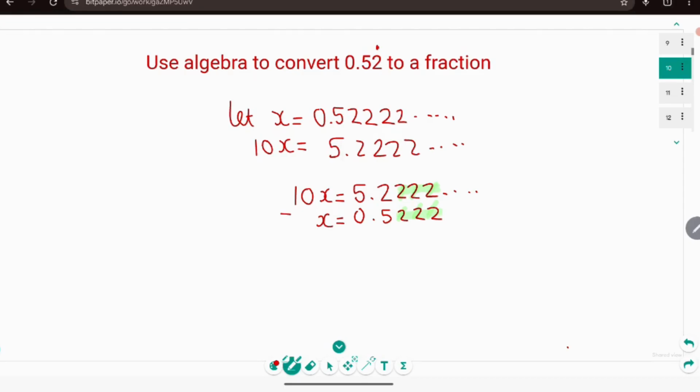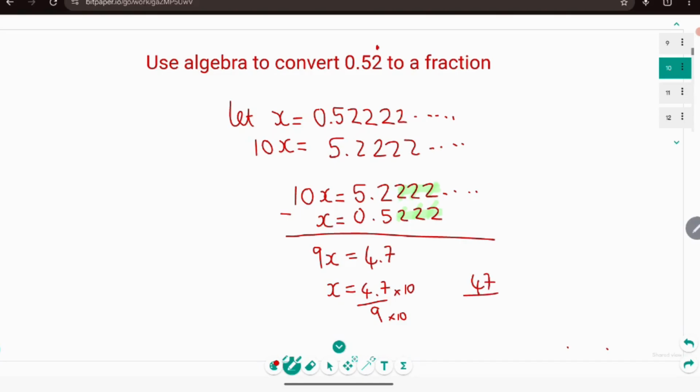Let's subtract. 10x, take away 1x is 9x. You could work this out in your head, or on the safe side, you could use a calculator. What is 5.2 take away 0.5? It's 4.7. Let's make x the subject by dividing both sides by 9. Now we don't want a decimal within a fraction, so I'm going to turn this into an equivalent fraction by multiplying both sides by 10. So it's 47 over 90 is our answer.